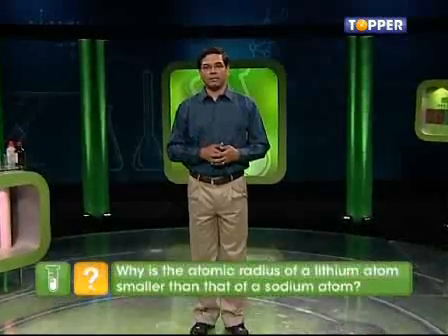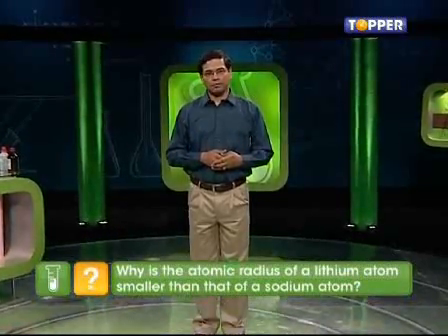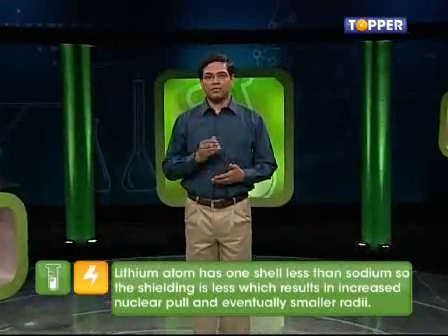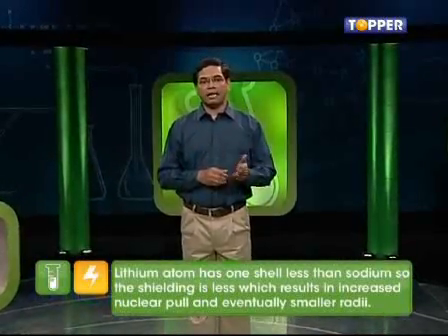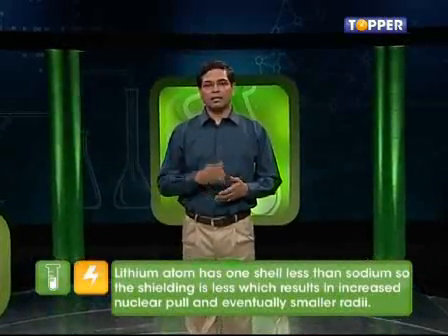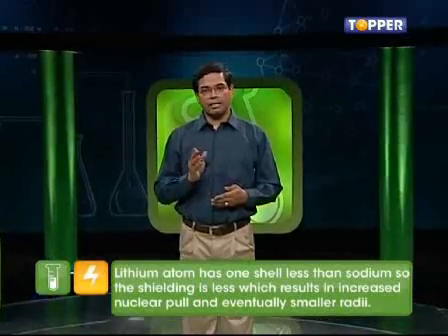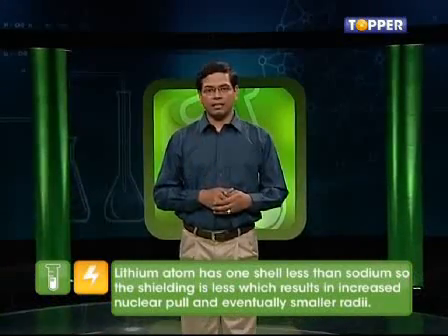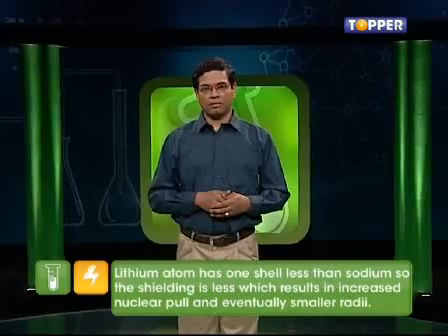Welcome back. Before the break, I had asked why the lithium atom was smaller than the sodium atom, and here is the answer. Lithium atom has one less shell than sodium between the nucleus and its valence shell. Therefore, the shielding effect is reduced and it has a smaller atomic radius than that of the sodium atom.